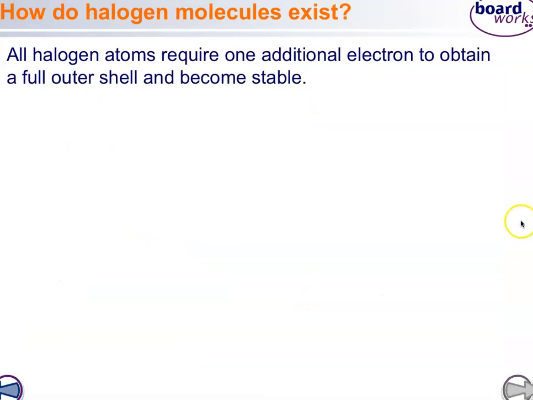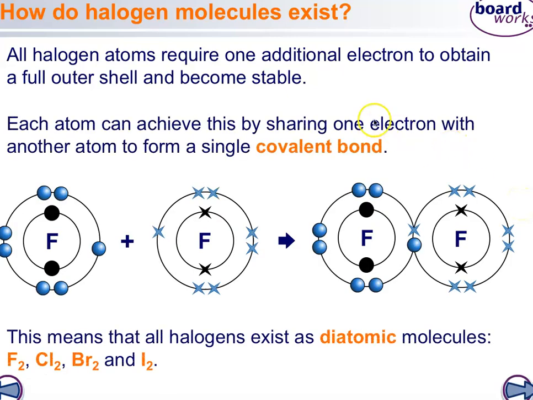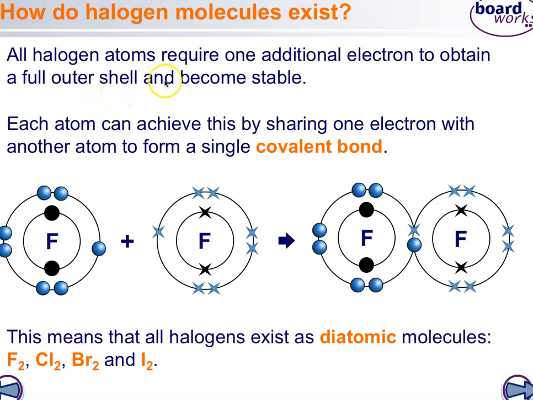Now, how do halogen molecules exist? All the halogen atoms have 7 electrons in the outer shell. What that means is that they need 1 additional electron to obtain a full outer shell and become stable. Now, how do they achieve this? They do this by sharing an electron with 1 other atom, and once they do that, they form a single bond between them.